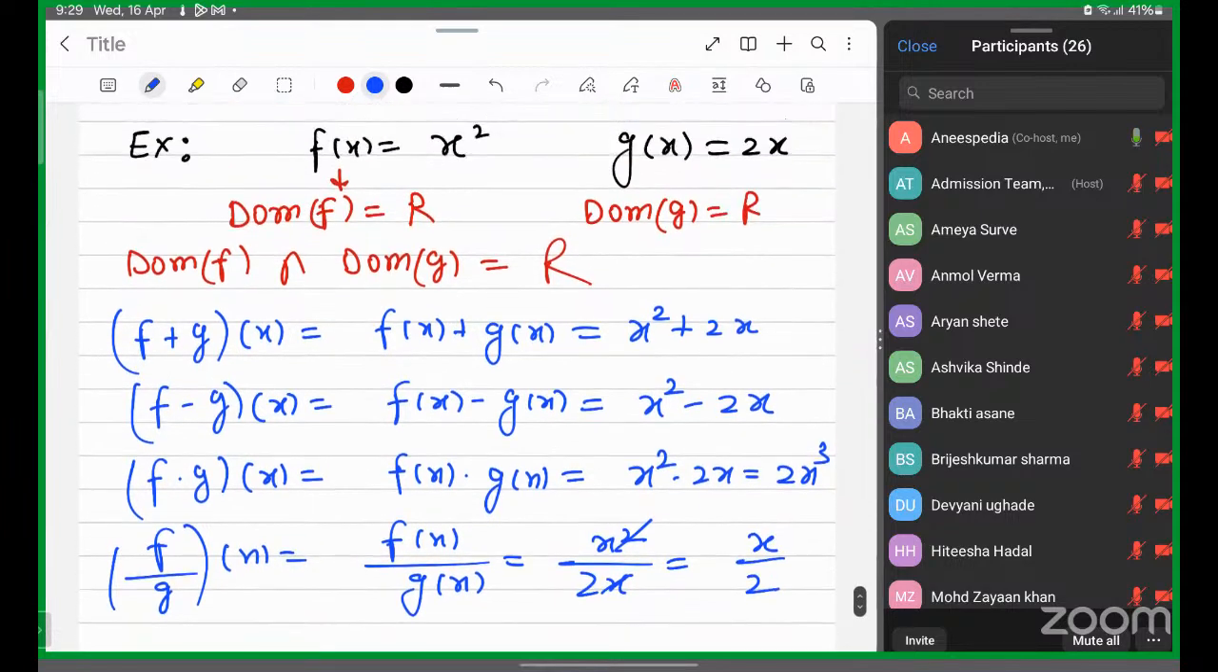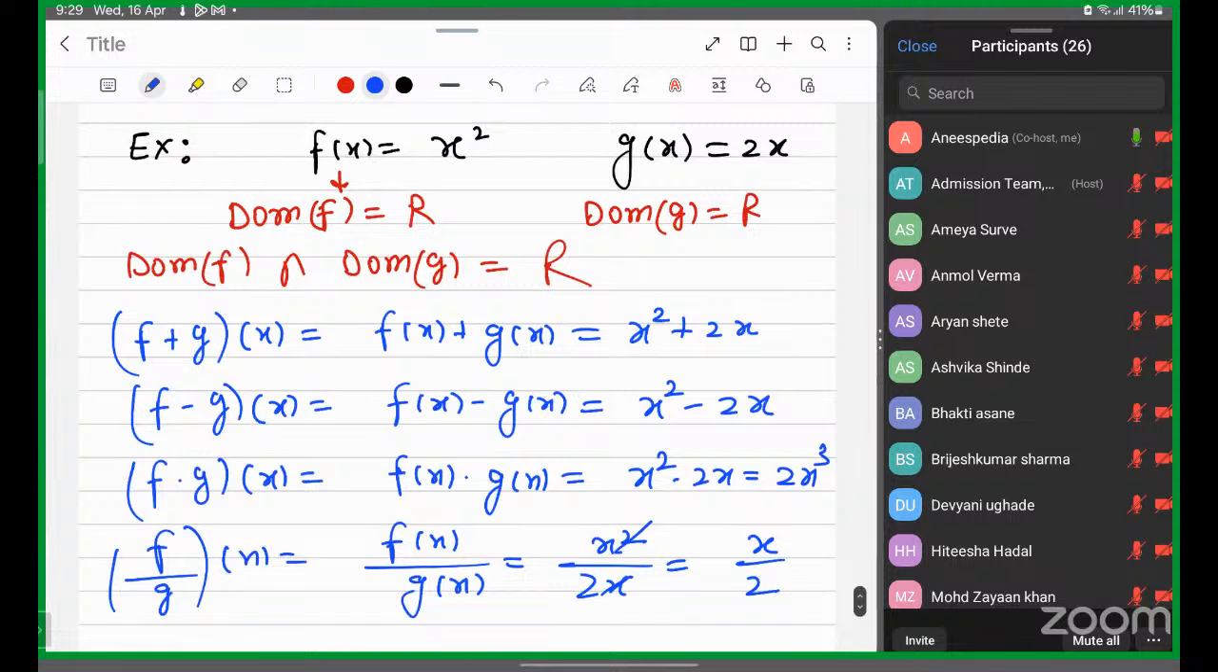These are the operations which can be operated on two functions, provided their domains have some elements in common, because these operations will be defined only on the common elements. Understood?